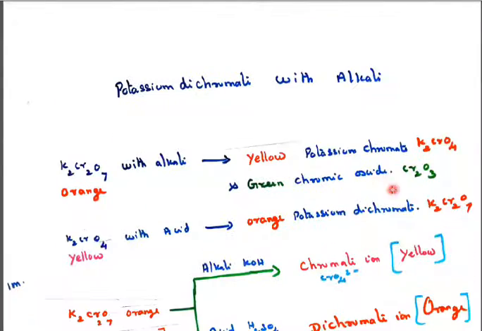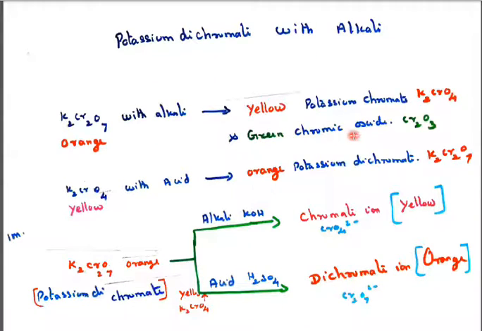Then the potassium dichromate equation with alkali, that is the base reaction, unlike the sulfuric acid reaction. When potassium dichromate, which is orange in color, reacts with alkali, it produces yellow potassium chromate, K2CrO4, and green chromic oxide, chromium 3 oxide. So with a base like sodium hydroxide or potassium hydroxide, it produces two different colors: yellow potassium chromate and green chromium oxide.